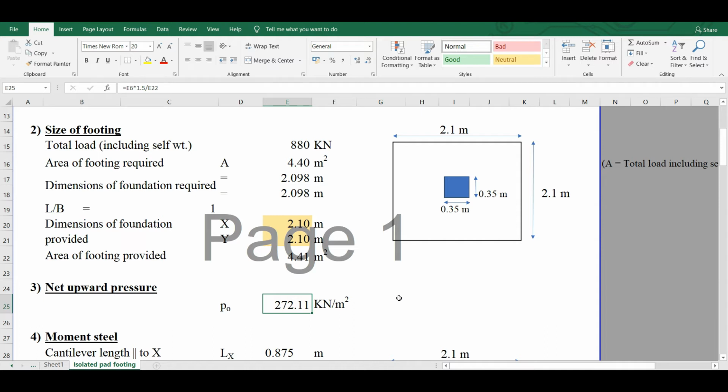Please note that in the calculation of the net upward pressure, we are using the factored column load and not the factored total load. That is, in the net upward pressure, we will not include the self weight of the footing. This is because the self weight of the footing does not induce any shear or bending moment in the footing. Hence, while calculating the net upward pressure, we will only use the factored column load.